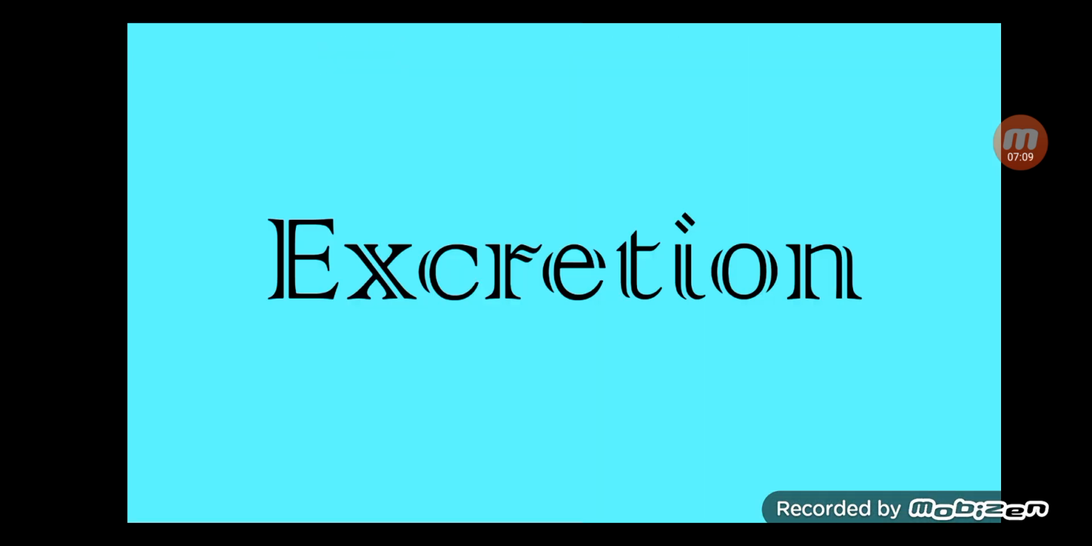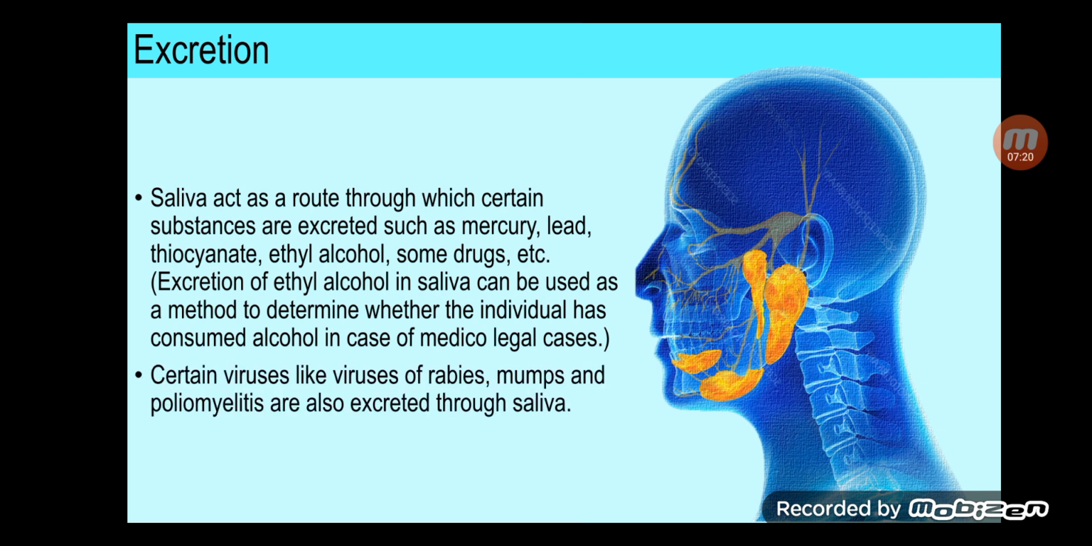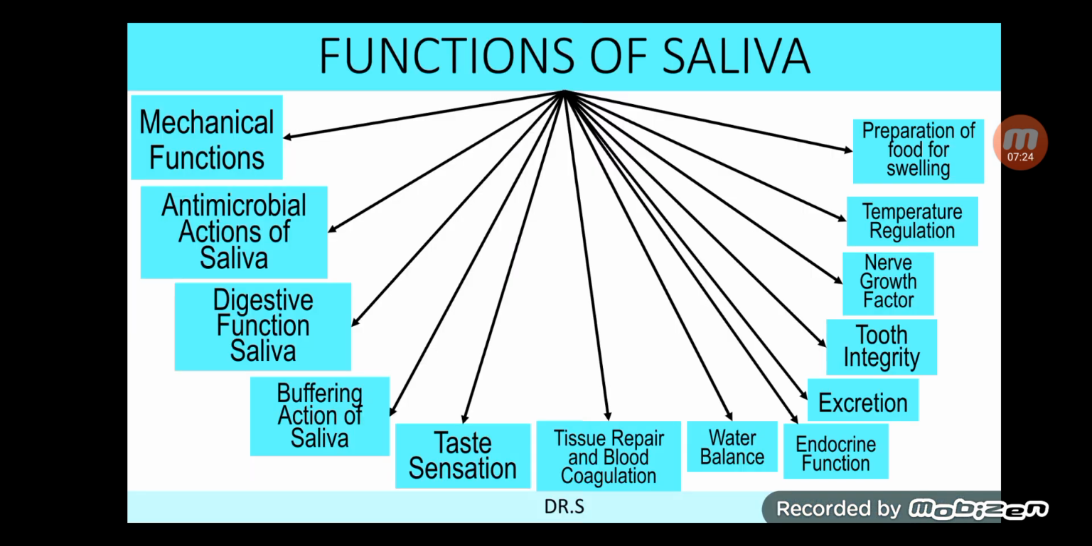The next function of saliva is excretion, as saliva acts as a route through which certain substances are excreted, such as mercury, lead, thiocyanate, ethyl alcohol, and some drugs. Certain viruses, like the viruses of rabies, mumps, and poliomyelitis, are also excreted through saliva.